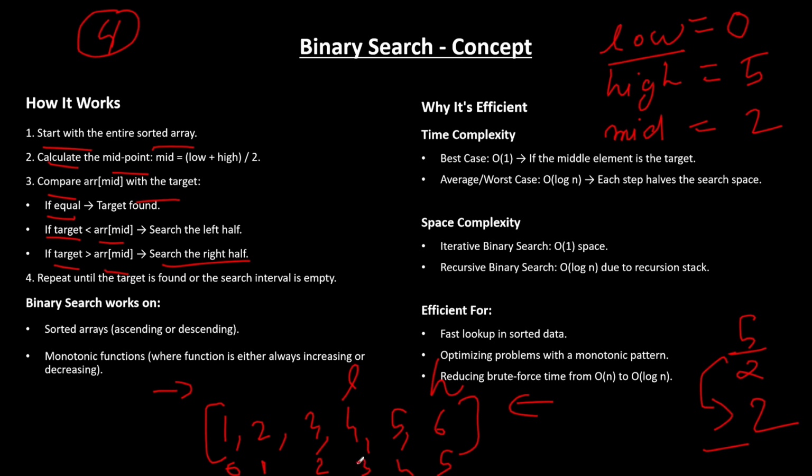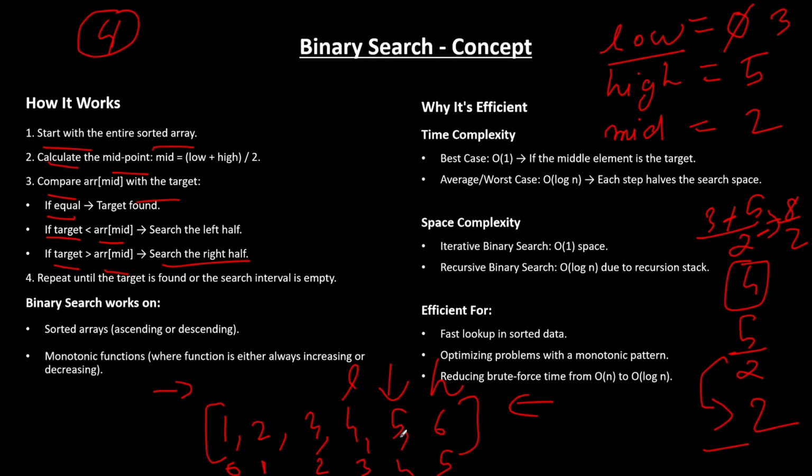So what will happen? Now low value is 3, high value is 5 right now, and mid value is 2, right? So now you will calculate this mid value again. 3 plus 5 gives us what? 8, right? 8 divided by 2 gives us 4. So the mid value for this range is this, right?